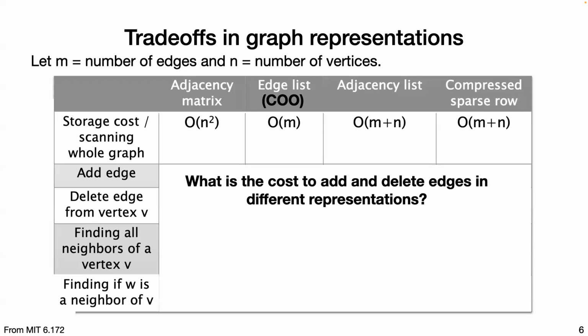Then for CSR, I assume it'd be O of m, because you have to shift things. You have to shift the edges, but what about the offsets? How many do you have to change? We have n offsets, so you have to change a lot. You have to change potentially all the offsets, and if you put it in the front, you have to shift all the stuff down.